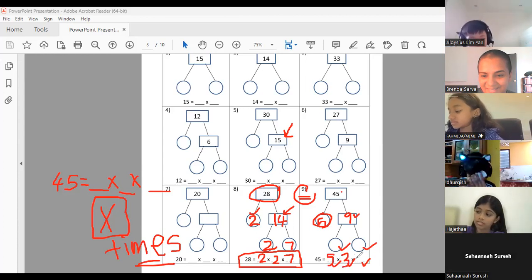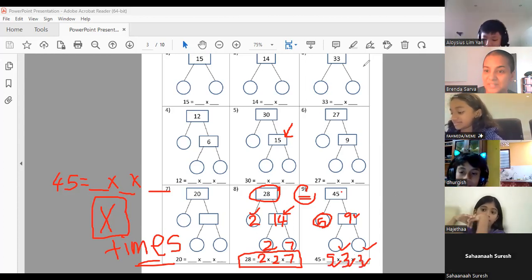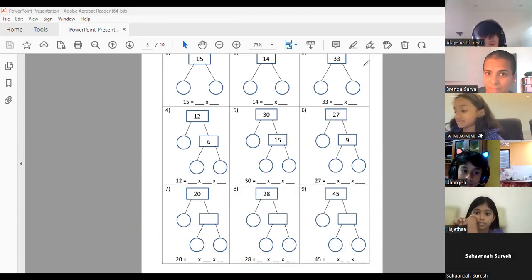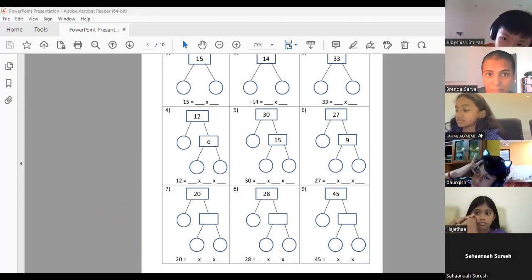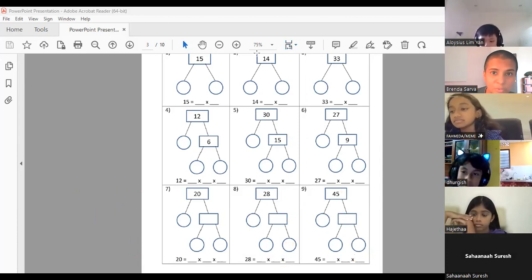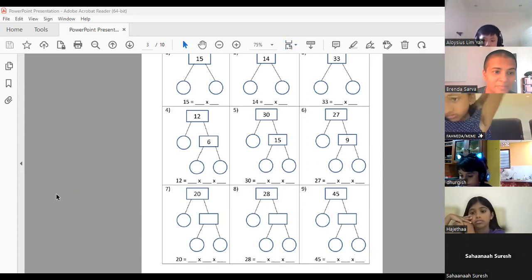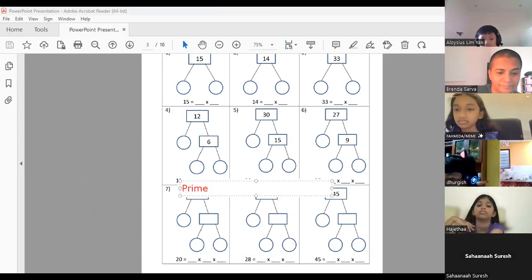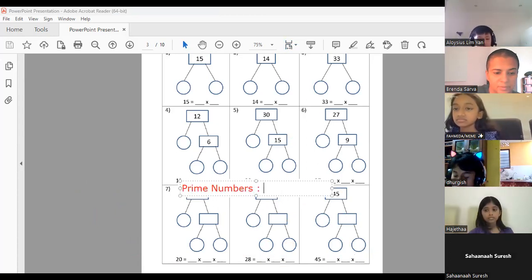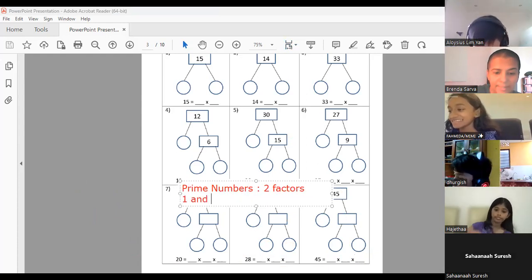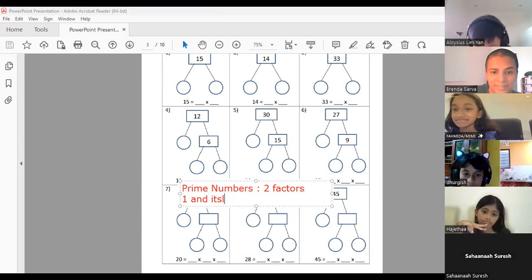Okay, guys, that's right. 5 times 3 times 3. Okay, well done. So what you have done here is actually work out something called factor trees. This requires a good knowledge of your multiplication facts. Prime numbers is all about finding factors. A prime number only has 2 factors. I repeat, prime numbers only have 2 factors, which I know because I watch kids show. Okay, 2 factors, which is 1, the number 1, and its own number itself.